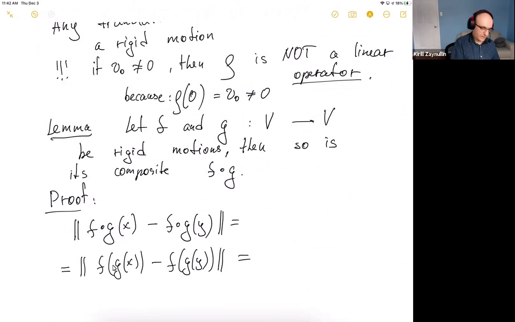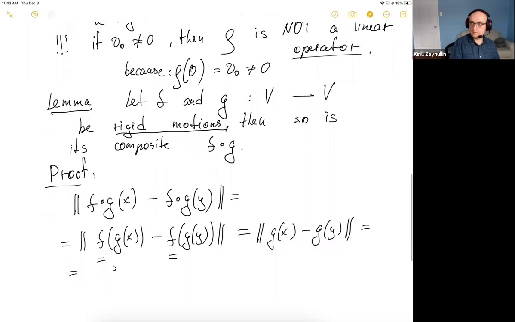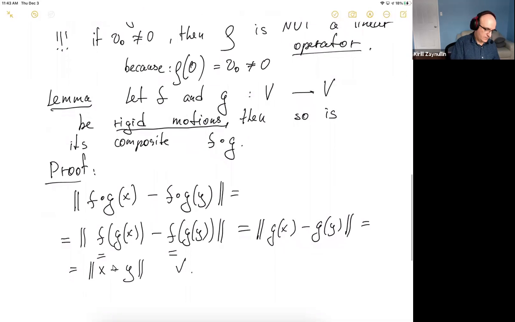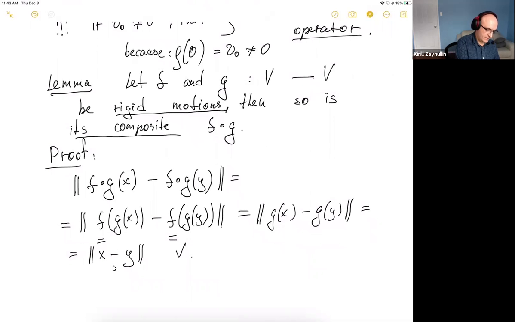And then look, f was chosen to be a rigid motion, right? So that means we can apply this property to f. So what do we get? We get just g of x minus g of y. And at the same time, g is also a rigid motion. So we can now apply this defining property to g, and then we get x minus y. And that's exactly what we wanted to show, right? Okay, so again, that's pretty important, and that's kind of natural. We expect that the composite of two rigid motions is again a rigid motion.